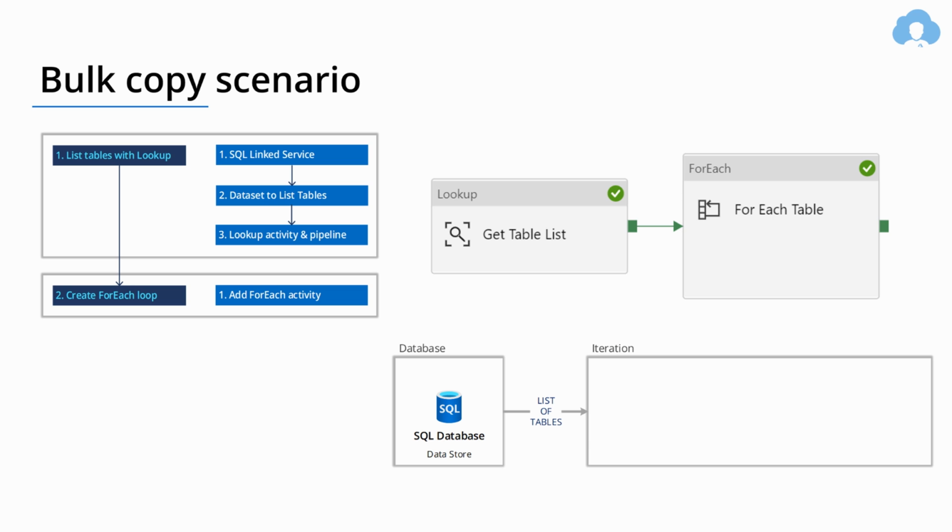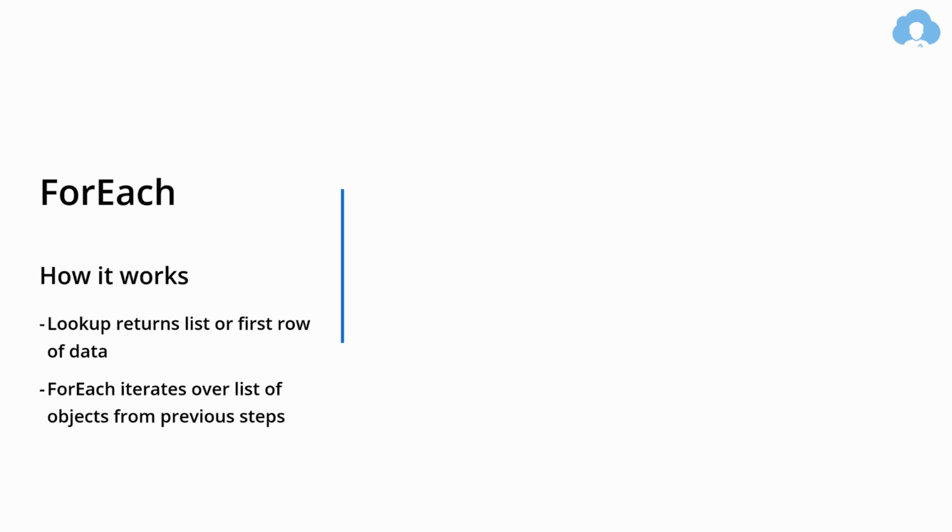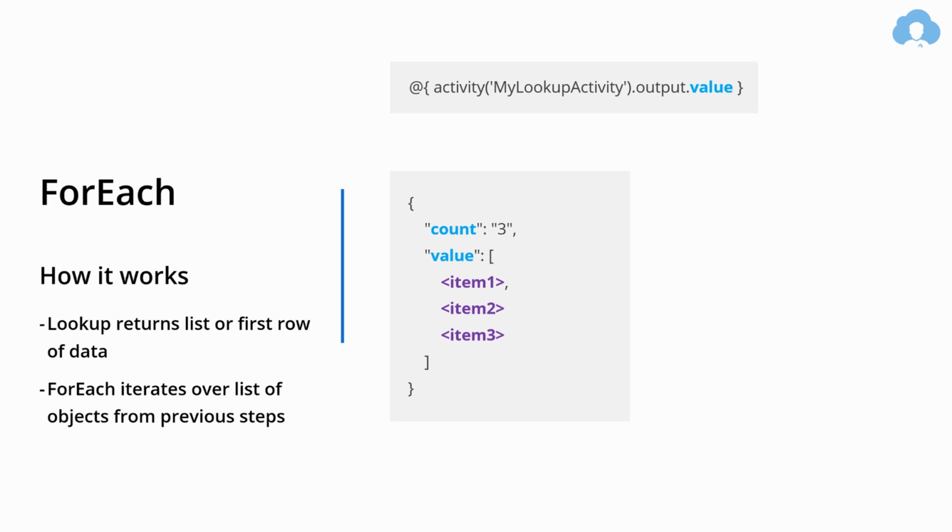So before we move to the next steps, let's talk for a minute about how the ForEach actually works. As I mentioned previously, with ForEach you can iterate over the list of objects from previous steps. In case we grab this lookup activity, we grab the value, that means from this object we grab only the array with 3 items.